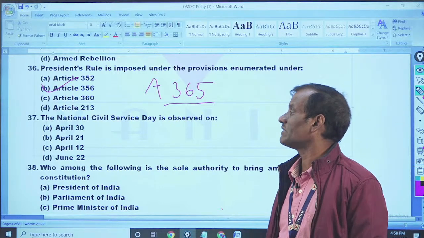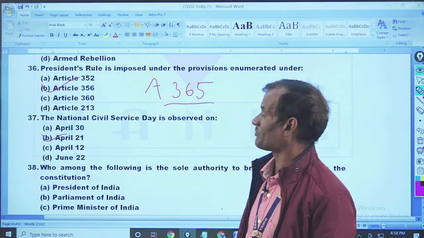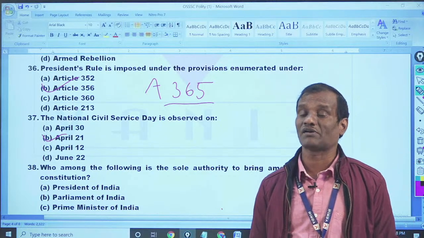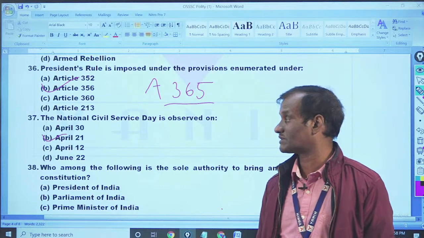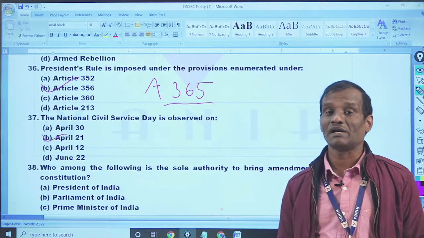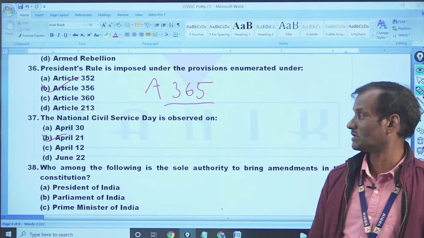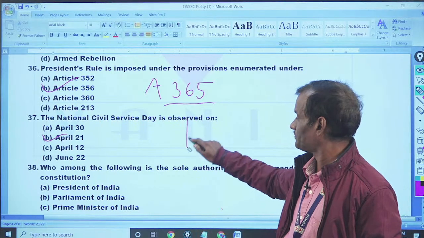The National Civil Service Day is observed on April 21. On this day in 1947, Sardar Patel addressed the first batch of Indian administrative servants. On this day he eulogized them, praised them, and inspired them to be builders of the nation. That is Article 21. That is B.